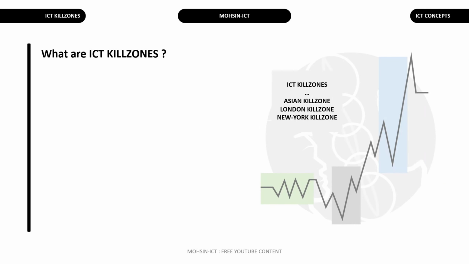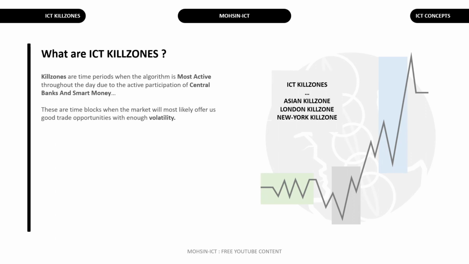So the very first section is what are Killzones. Killzones are time periods when the algorithm is most active throughout the day due to the active participation of central banks and smart money. These are the time blocks when the market will most likely offer us good trade opportunities with enough volatility. Now you need to understand that we trade the change in price of a certain asset, considering the time, around a certain level. That means a higher change indicates more opportunities.